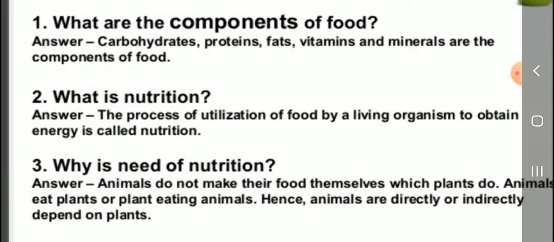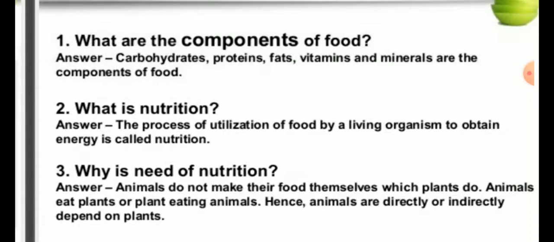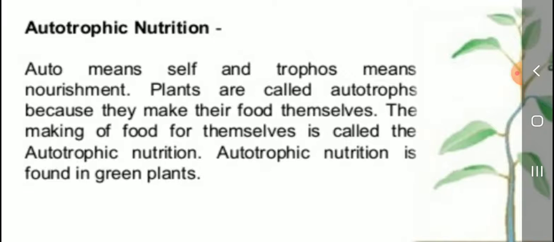Next, why is there a need for nutrition? Animals do not make their food themselves, which plants do. Animals eat plants or plant-eating animals. Hence, animals depend directly or indirectly on plants. Okay. Next, autotrophic nutrition. There are two major types of nutrition.